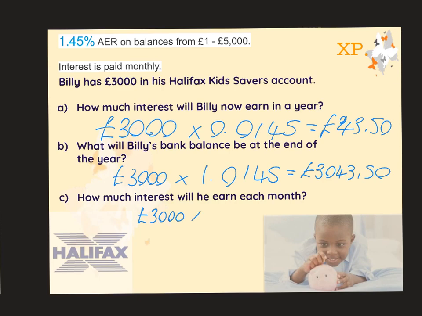So 3,000 multiplied by 0.0145, divide that by 12, and you get 3.625. Now, because we're talking about money, it needs to be to 2 decimal places. So 3.63. Remember to make notes where you need to. So it might not seem like there's a massive difference there. So instead of getting £5 a month, it's only getting £3.63.